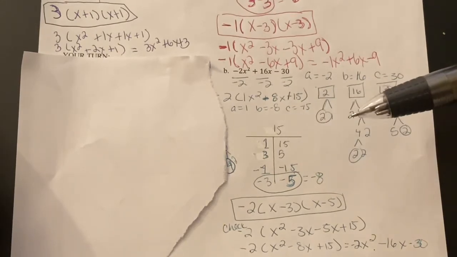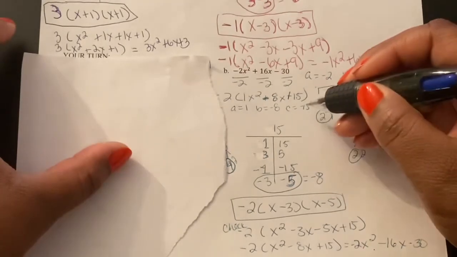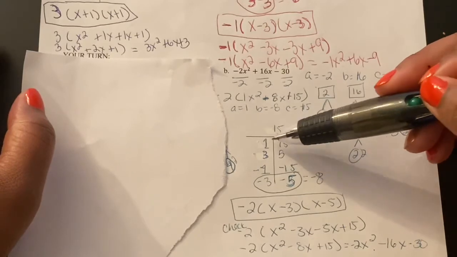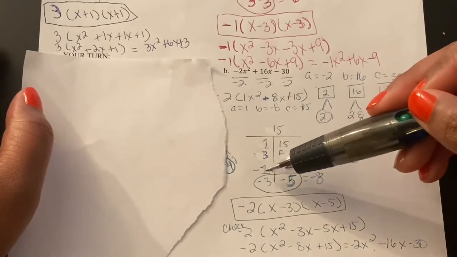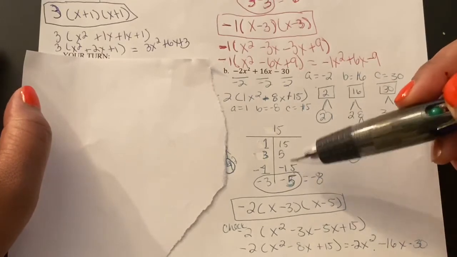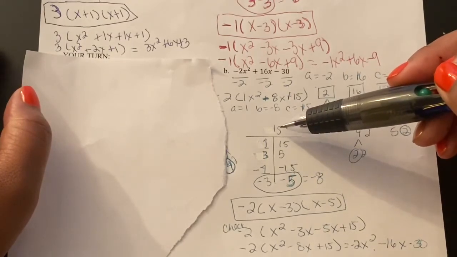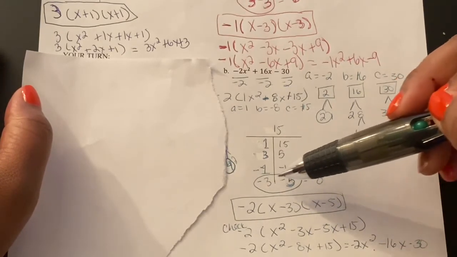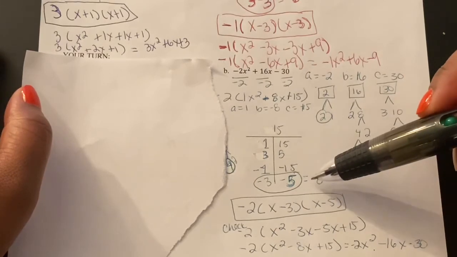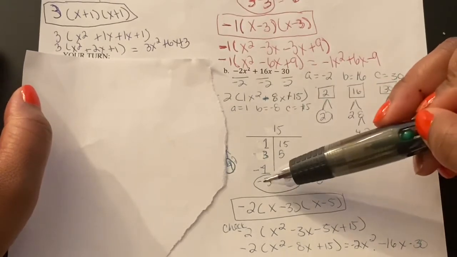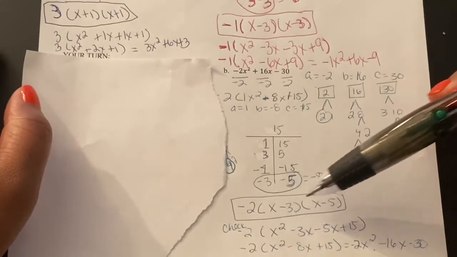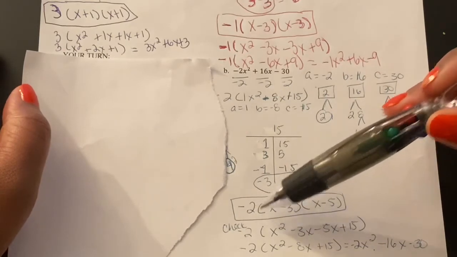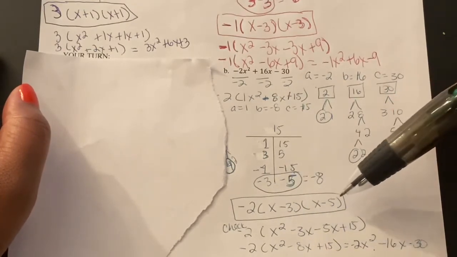So we know that the factors of positive 15 are 1 and 15, 3 and 5, also negative 1 and negative 15, and negative 3 and negative 5. Because remember, 2 positives make a positive, and 2 negatives make a positive. We find that negative 3 plus negative 5 equals negative 8. So our factors are negative 3 and negative 5. We're going to write that out as factor pairs, but we cannot forget that negative 2. So it's negative 2 times x minus 3 times x minus 5.